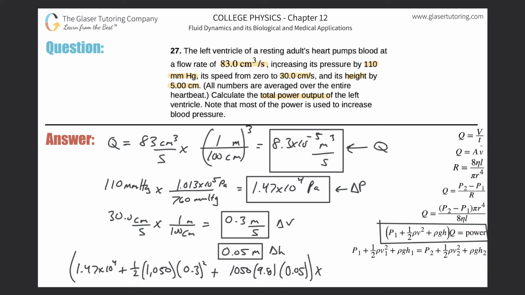And now we have to multiply this whole thing by Q, right? So now take that, multiply it by 8.3 times 10 to the minus 5. And voila. Let's throw it into the calculator. So we have 1.47 times 10 to the fourth plus 0.5 times 1,050 times 0.3 squared plus now 1,050 times 9.8 times 0.05, and then that whole thing now multiplied by 8.3 times 10 to the minus 5. We get a value of approximately 1.27, and this is in terms of watts.